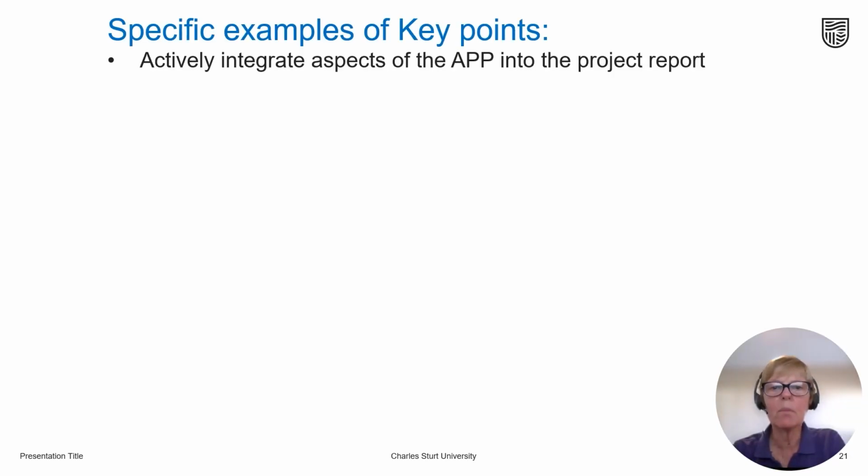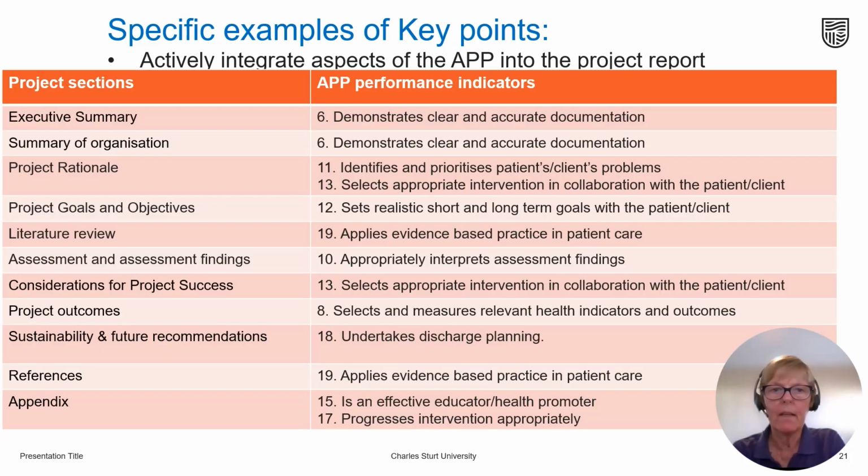Specific examples of key points. Actively integrate aspects of the APP into the project report. Feedback from staff is one of the ways we can assess the students, but we can also use their project report. Gaps in the midway assessment can specifically be targeted in the report. This is one example of the sections of a project report and how these were linked to the APP.